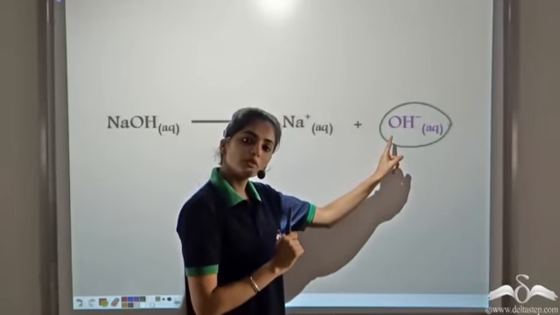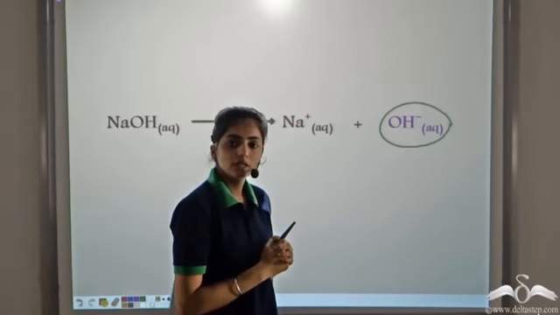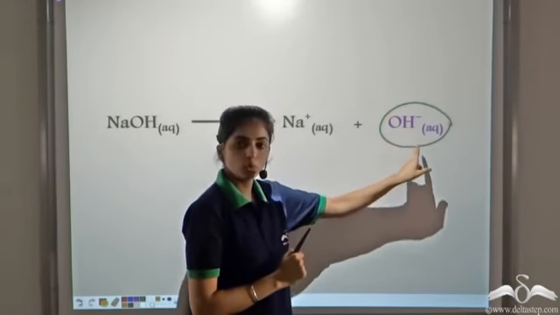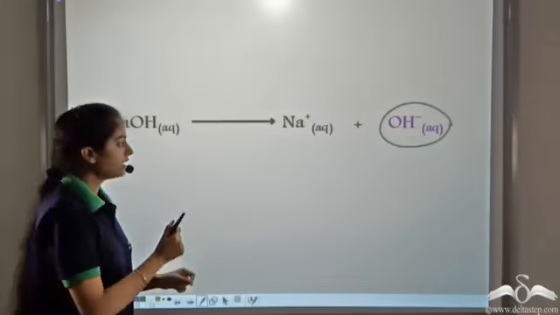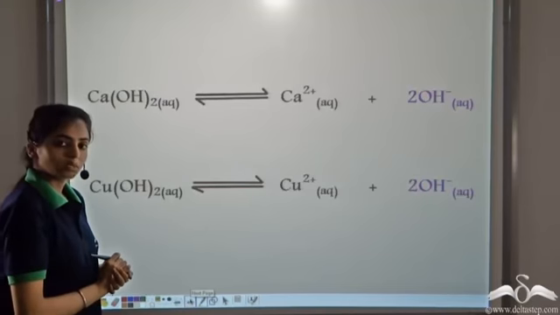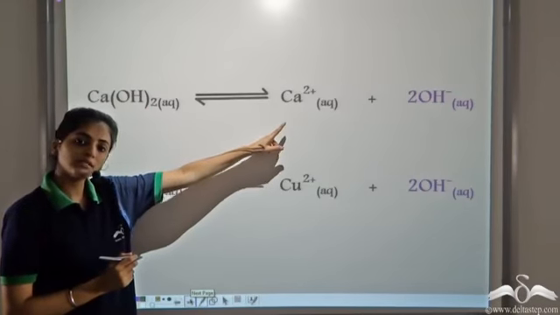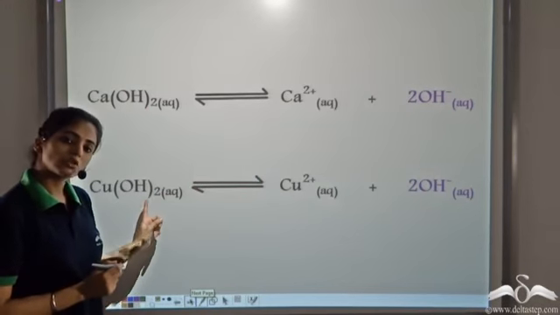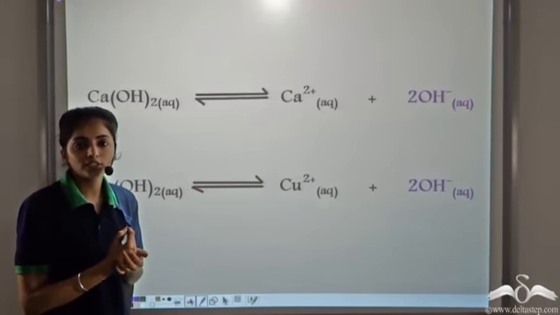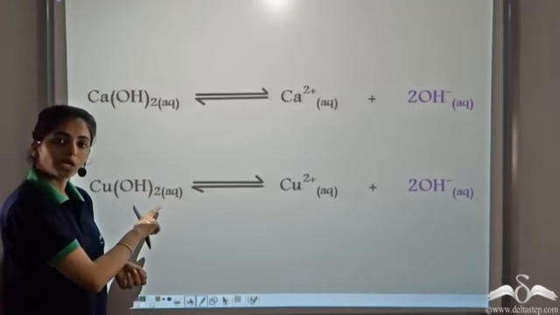Since it produces one OH minus ion, so how many H3O plus ions do we need to neutralize it? We need one H3O plus ion to completely neutralize this OH minus ion. So the acidity of NaOH is 1. Similarly, for calcium hydroxide, it produces 2 OH minus ions, and copper hydroxide, this also produces 2 OH minus ions. So we need 2 H plus or 2 H3O plus ions to completely neutralize it. So the acidity of these two bases is 2.